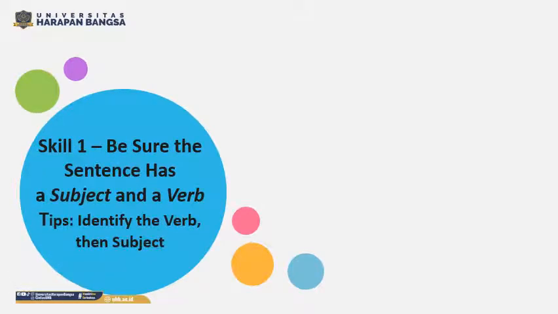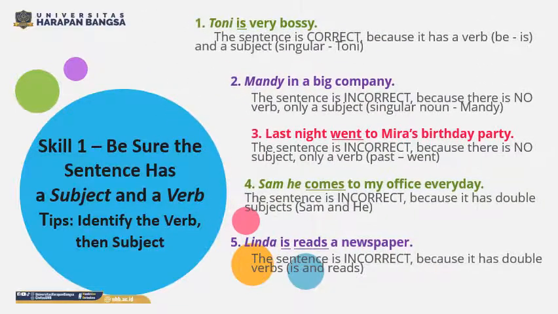Now, let's try to master English TOEFL, especially structure, and we are going to start from sentence with one clause, skill 1. Skill 1, we have be sure the sentence has a subject and a verb. For doing so, we have to identify the verb, then the subject. Let's see the questions here. Is the sentence correct or incorrect?